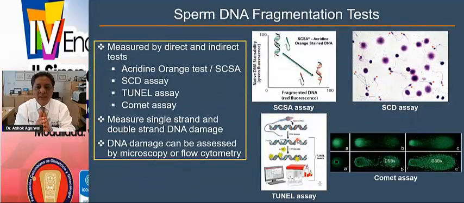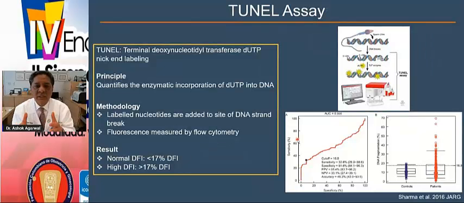So there is really a lot of attention on sperm DNA fragmentation, and it can be measured by both direct and indirect tests. And these tests are acridine orange, sperm chromatin structure assay, sperm chromatin decondensation test, TUNEL assay, and comet assay. And they measure both single and double strand DNA damage. DNA damage can be evaluated by both microscopy or flow cytometry. So let's focus on TUNEL. Why we are focusing on TUNEL, as I showed in the beginning slide, is that TUNEL is the most commonly studied technique reported in scientific literature.